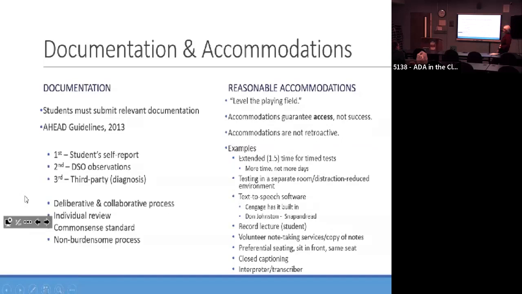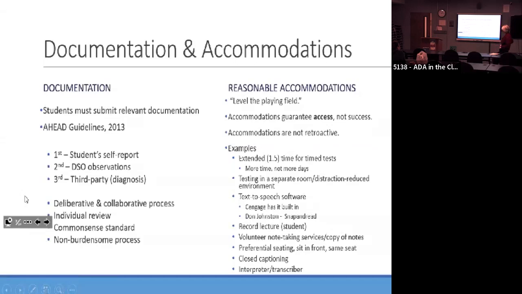The second piece is that individual review. If you've gotten many letters from me, you know that some students just get one or two things and other students have a whole list of things. It's because of that deliberative process, but also that individual review, because everyone is different. Just because two people have the same diagnosis, it doesn't mean it affects them the same way. They have different coping skills. There are so many things that play into this.